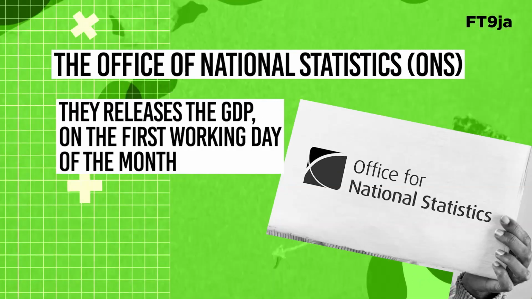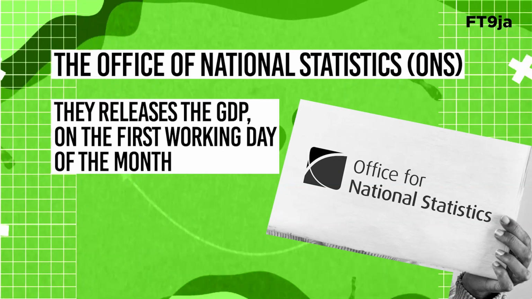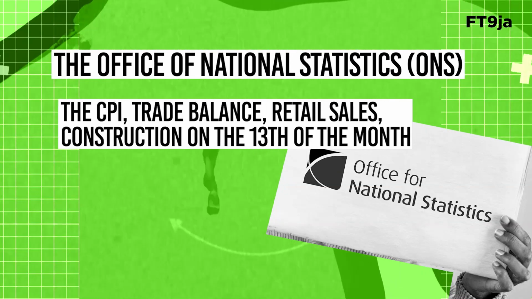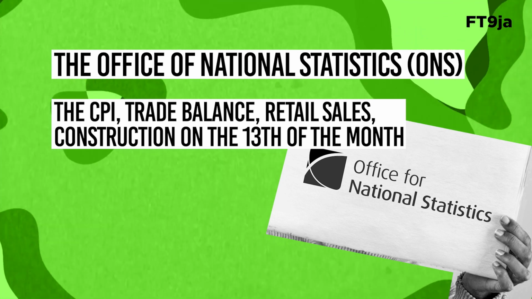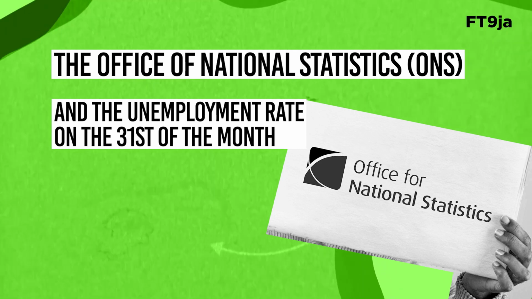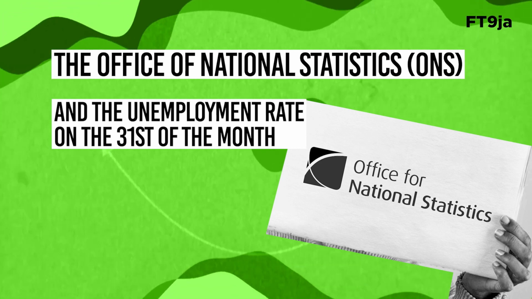For the United Kingdom, they have the Office of National Statistics, or the ONS, as they will call it. And they release the GDP on the first of the month. They release the CPI, manufacturing, trade balance on the 13th of the month. And they release the unemployment on the 31st of the month, or the last day.